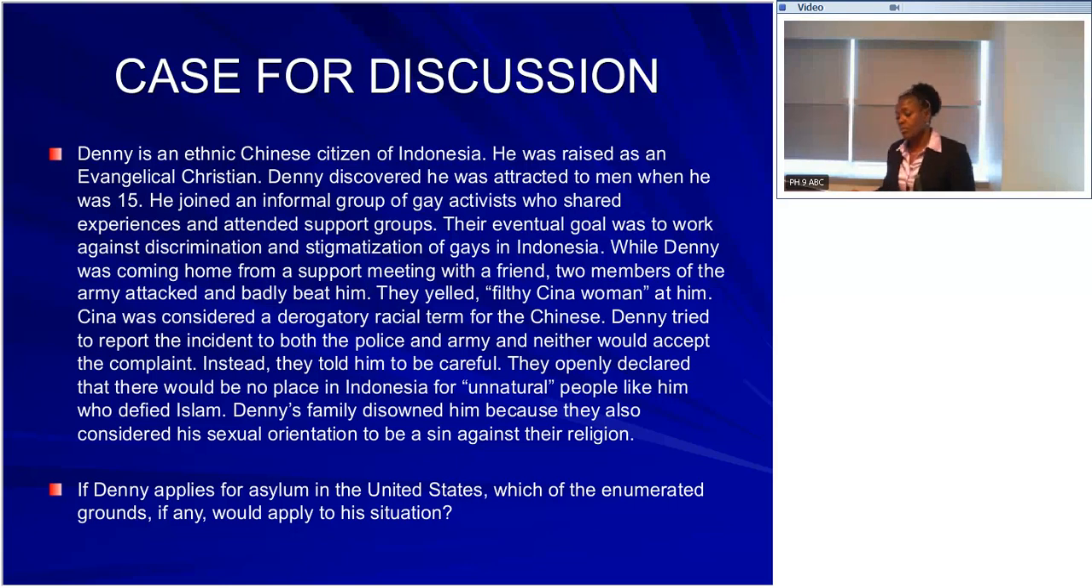Mm-hmm. So, I would say yes. All of those are different elements that would need to be explored, and possibly filing applications based on all of those different enumerated grounds, right? The particular social group, religious, race, political opinion, but remember, it's what is your persecutor able to perceive in terms of the persecution, right? And so if they were seeing him in all of these different categories and persecuting him for all of these different reasons, absolutely you would include all of those.